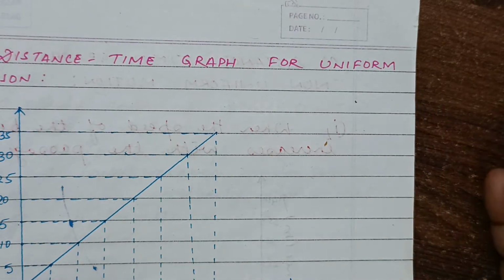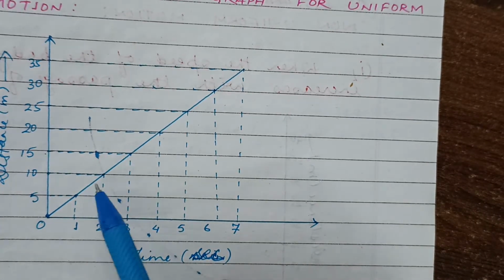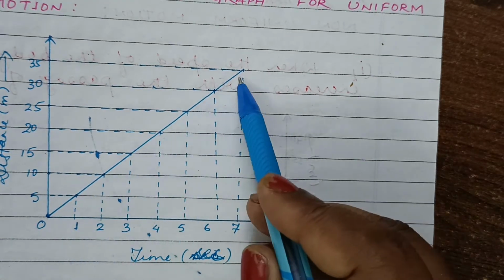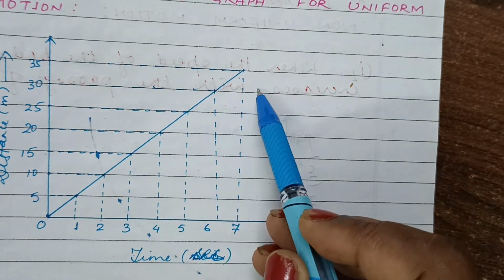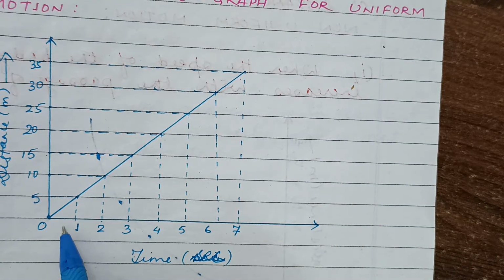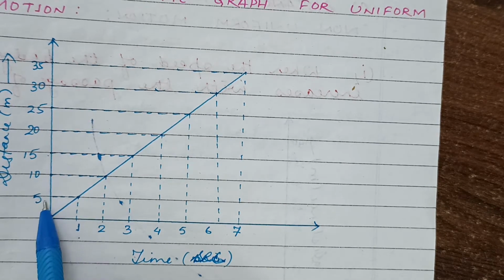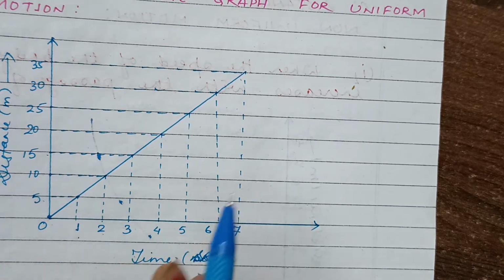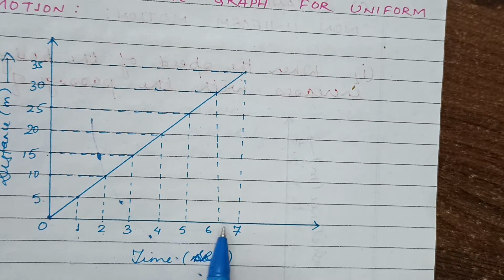Now, uniform motion, you all know that if a body travels equal distance in equal interval of time, then the motion of a body is known as uniform motion. So the distance time graph for uniform motion is a straight line as shown in this graph. Just see, suppose that the distance traveled by an object in 1 second is 5 meter, in 2 seconds 10 meter, 3 seconds 15 meter. So it is getting uniformly increasing.